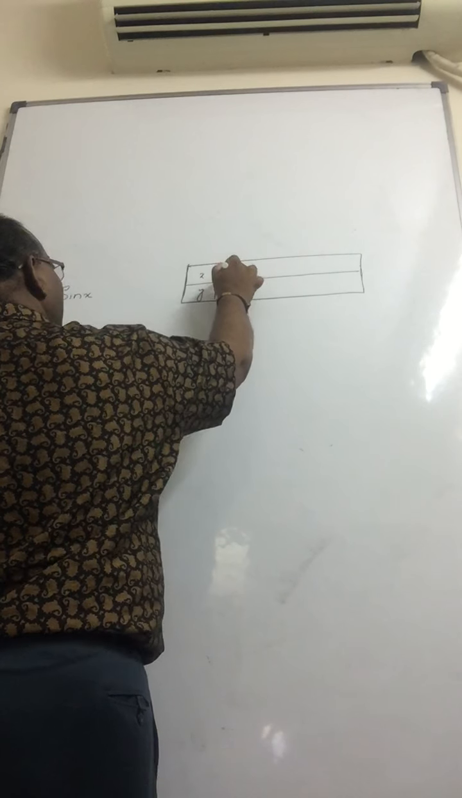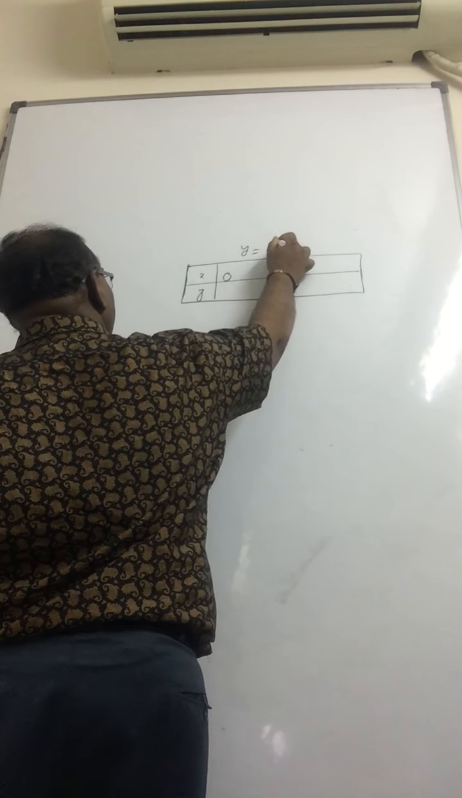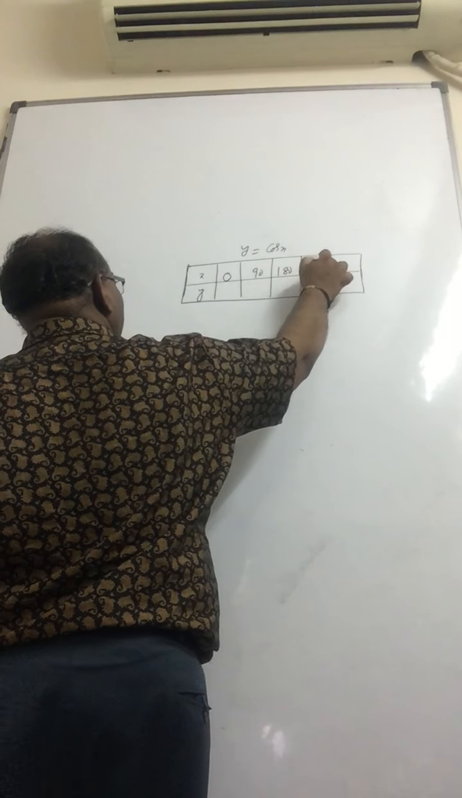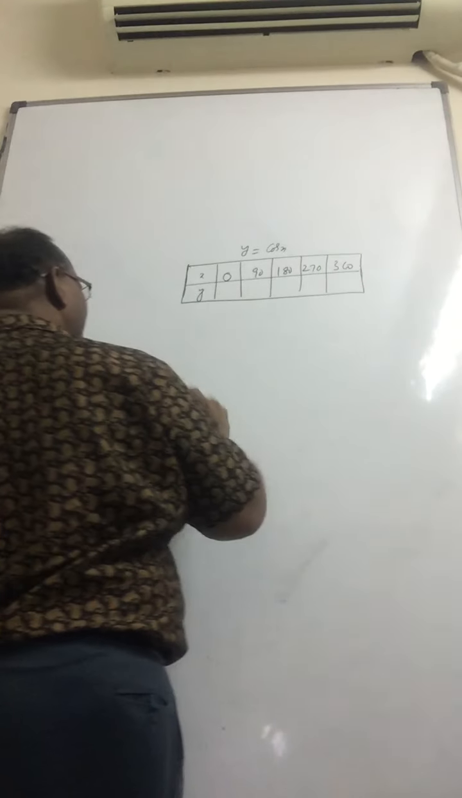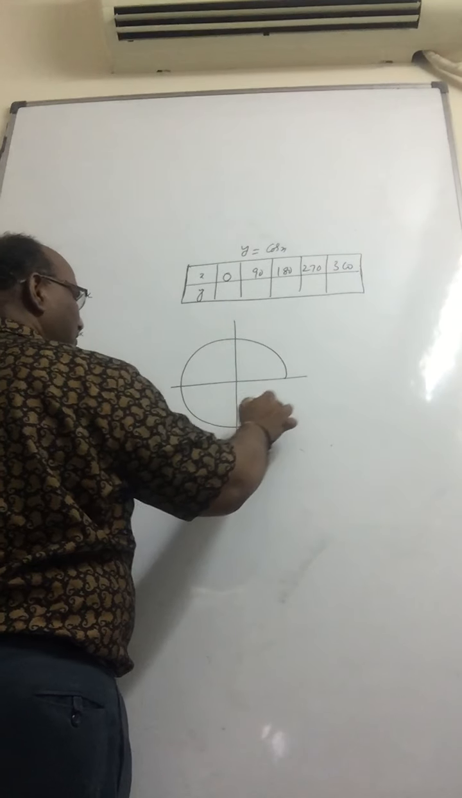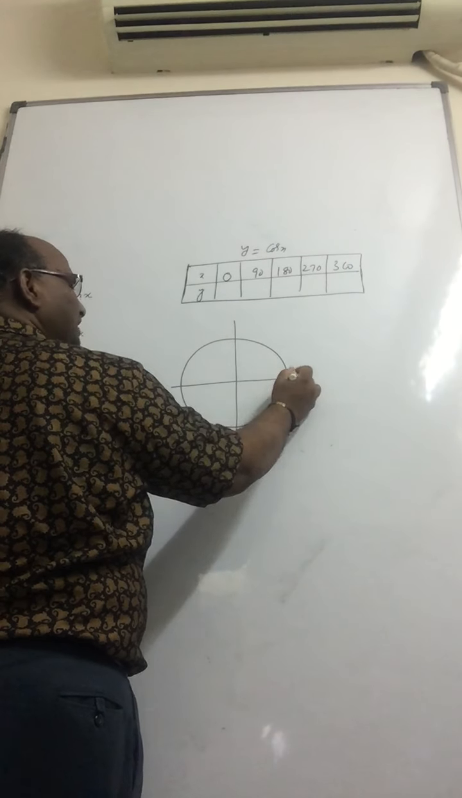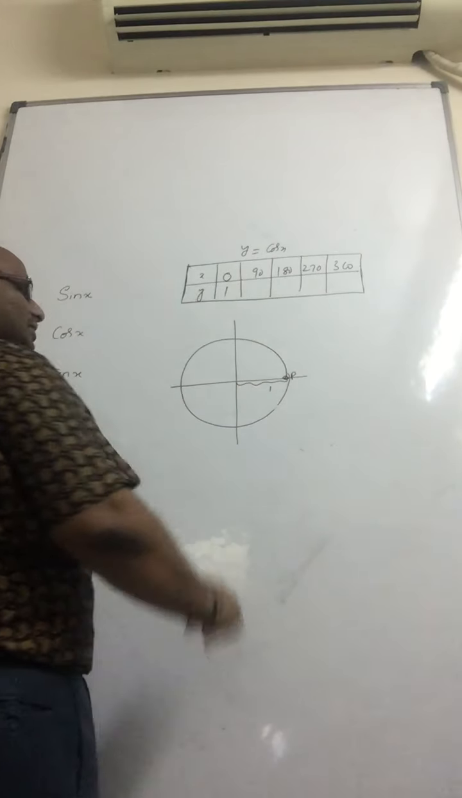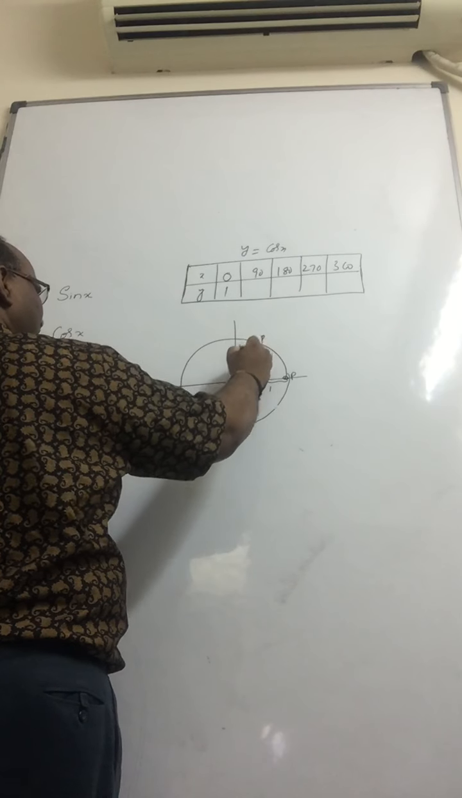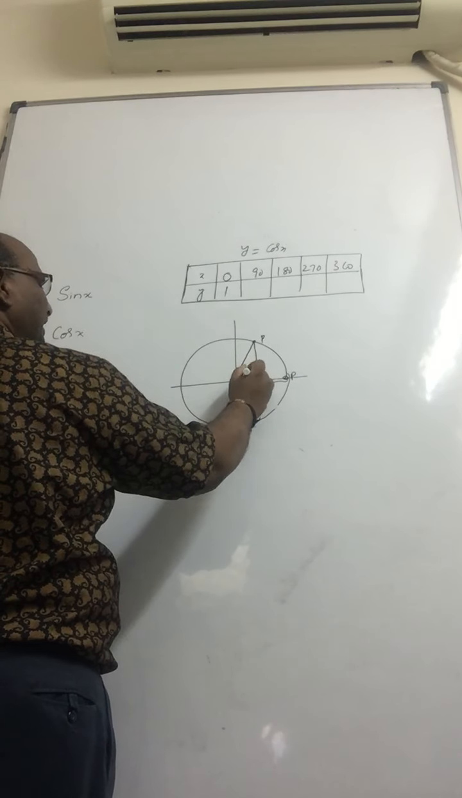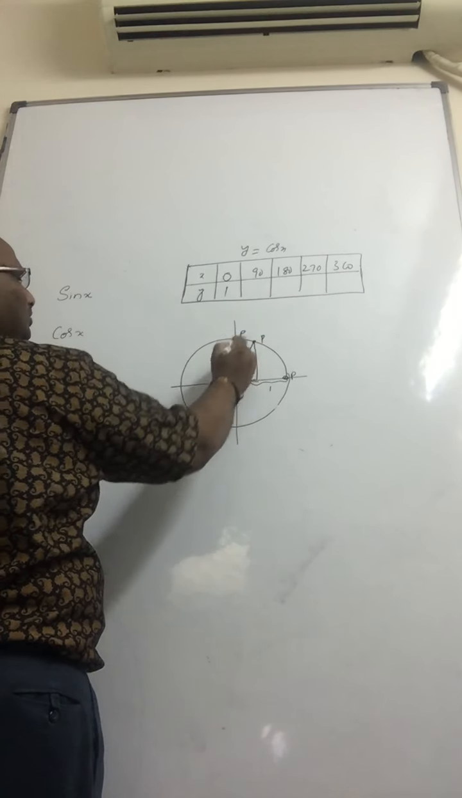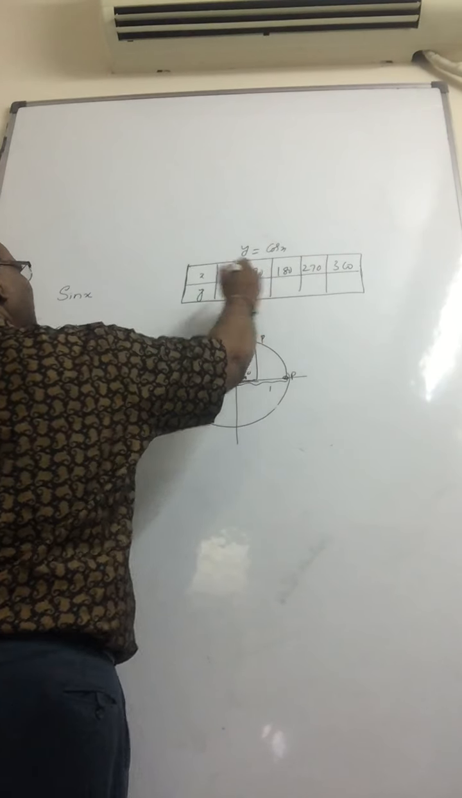X, Y equal to cos X graph: 0, 90, 180, 270, 360. So this is the unit circle. For 0 degrees, here is the point. This distance we have to consider. At this point, this is totally 90. At this point, suppose 90 degrees, this is X. If the point is here, you have only Y, there is no X, so cos 90 is 0.